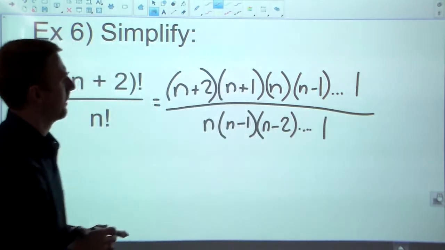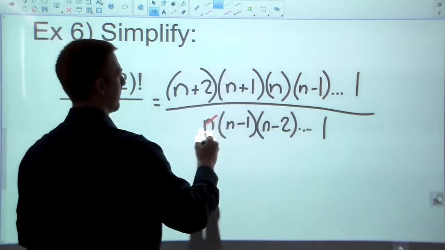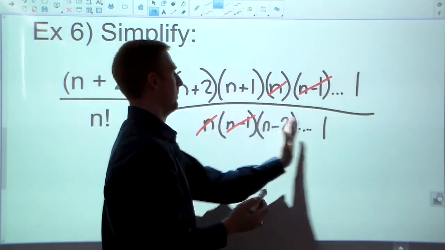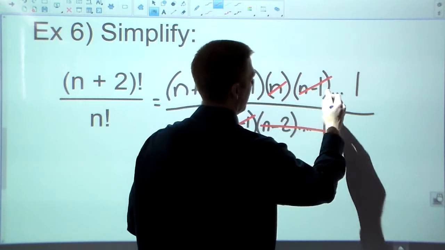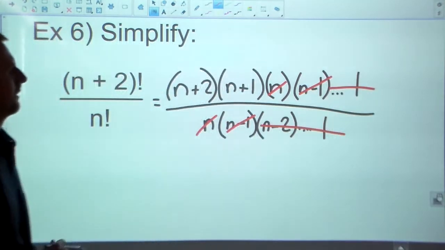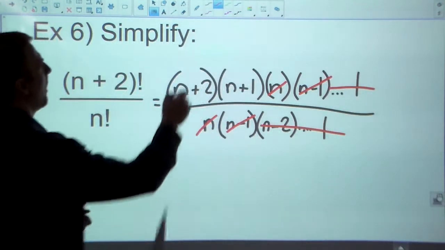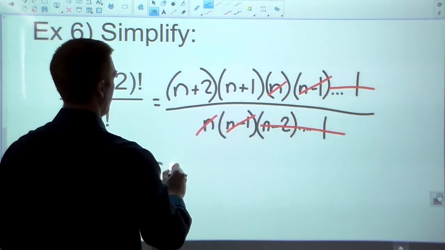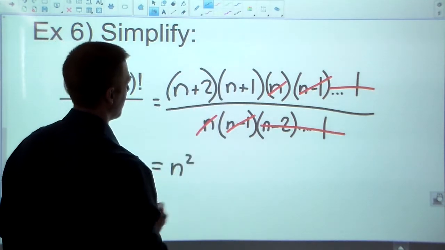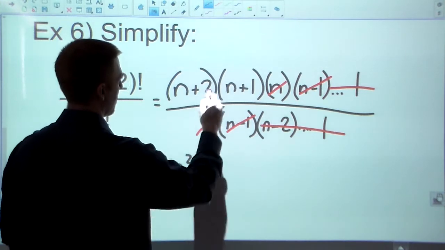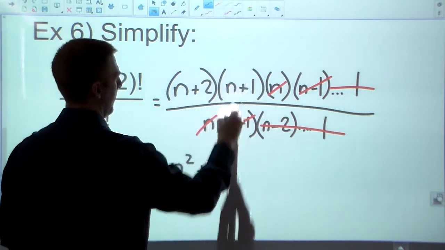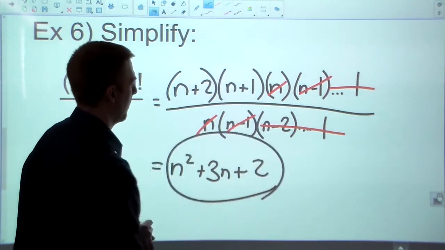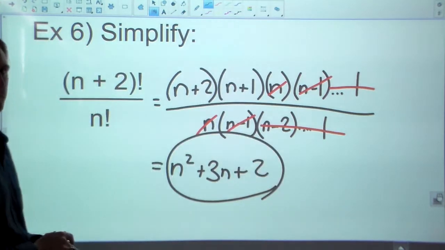And now it's just a game of looking to see what's in common. Well, we've got n on the top and the bottom, n minus 1, and it turns out that everything from n minus 1 to 1 will be in common on both lists and divide out to be 1. So all that's left here is n plus 2 times n plus 1, and I'm going to go ahead and combine that together. Middle terms would be 2n and 1n, and on the end 2, and there we go. That's as far as we could take that.